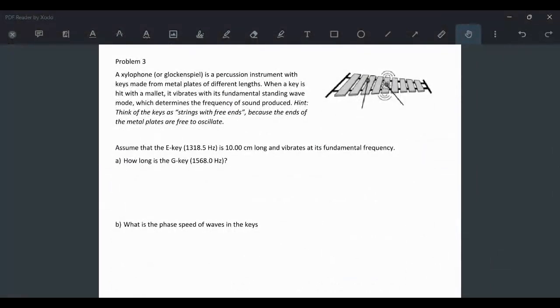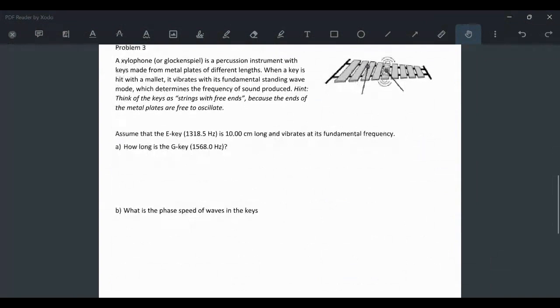Okay. So another instrument or music type problem. We have a xylophone, otherwise known as a glockenspiel. We're told that it's a percussion instrument. There are keys made of different lengths. The way it operates is a key is hit with a mallet. The key vibrates with the fundamental standing wave mode, and that mode has a particular frequency.